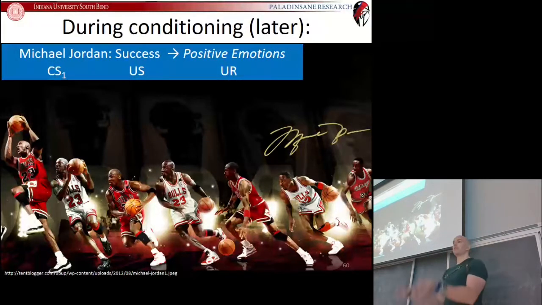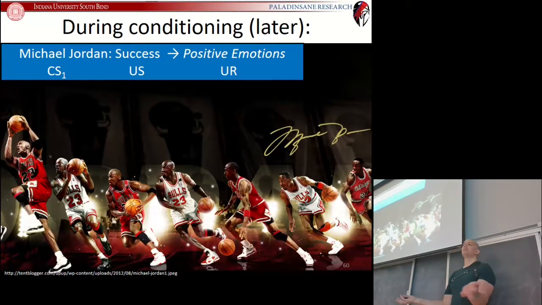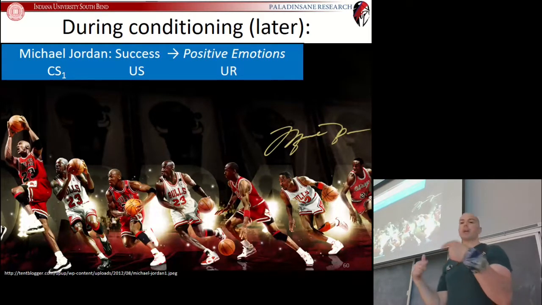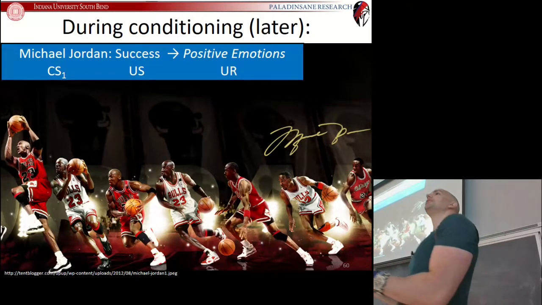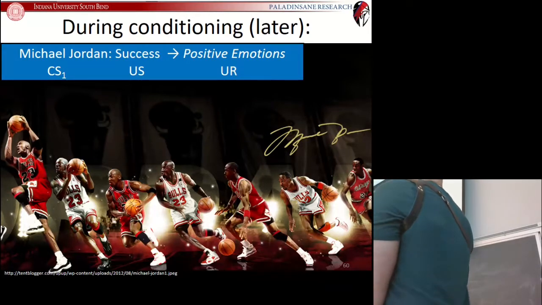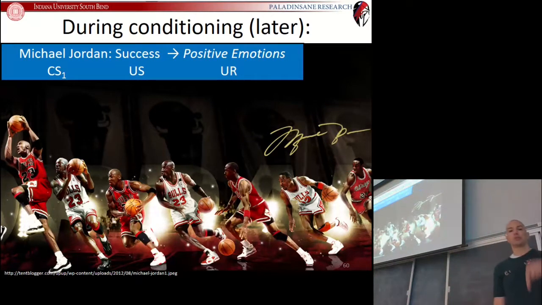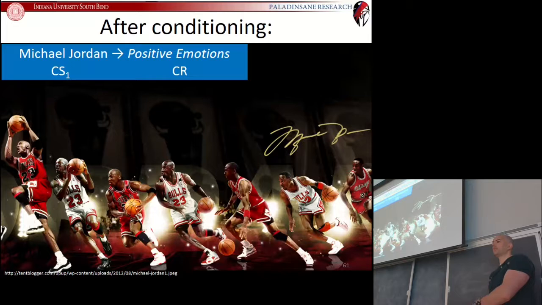All right, so anyways, over and over this occurred. The first time you see Michael Jordan, you're like, all right, he's a guy, neutral emotions. But then you see him repeatedly dunking on people. You see him repeatedly scoring tons of baskets. You see him repeatedly winning championships. You see him repeatedly engaged in success. And eventually, Michael Jordan turns into that conditioned stimulus through classical conditioning, where now Michael Jordan elicits positive emotions.